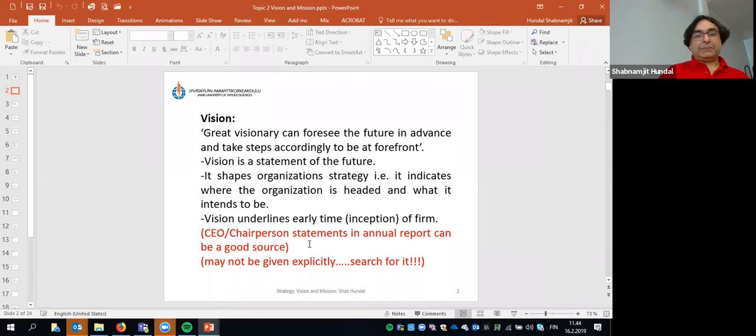As I said before, normally the CEO's and the chairperson's statement in the annual report, which is right in the beginning, you can taste, you can see the flavor of vision and mission. Sometimes they are not given explicitly, sometimes they are. You can even go to the PDF of the annual report and type the word vision and mission. But if you don't get them, then believe me, in the first 10 pages of the annual report, you will get the flavor of what the company wants to be, especially in the statements given by the CEO and the chairperson.